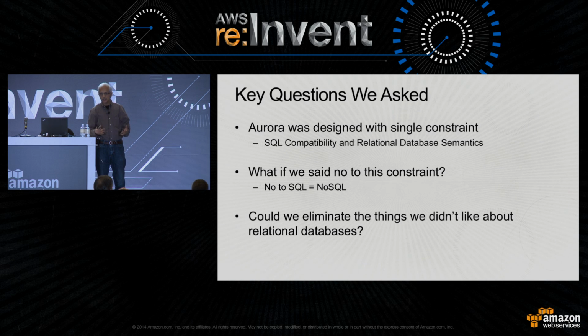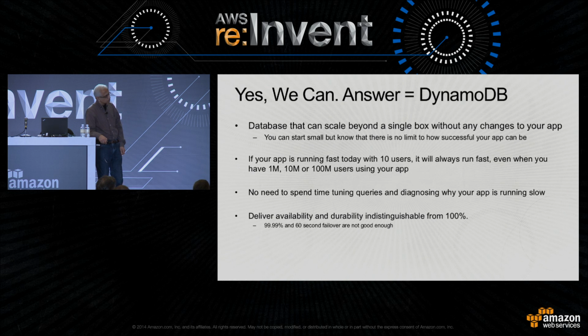Could we eliminate the things that, even after an amazing database like Aurora comes out, you're going to say, I wish those constraints were not there? Could we make it better in ways that relational could never do? And what we have been able to do with DynamoDB is give you seamless scale, beyond where a single box can scale.